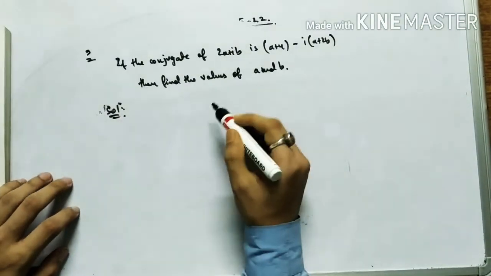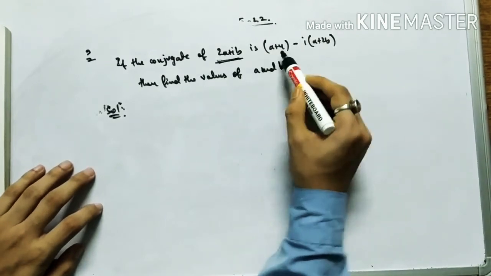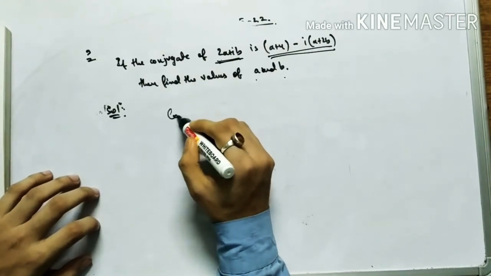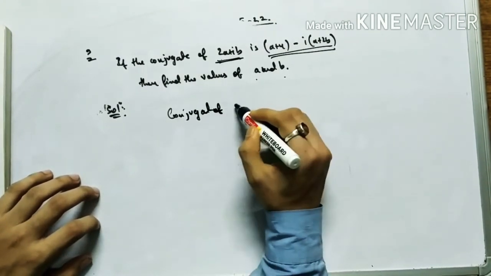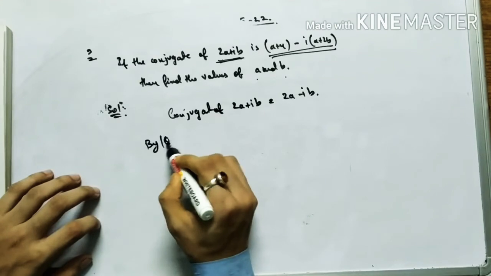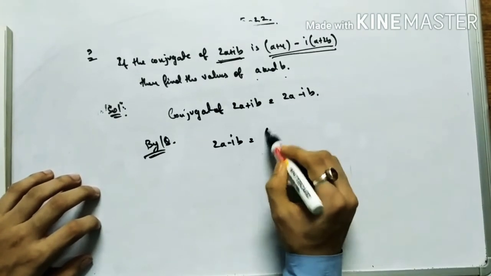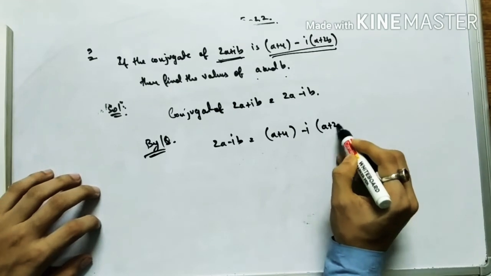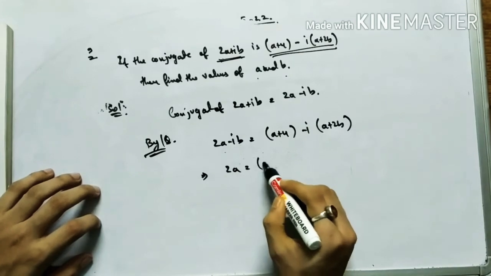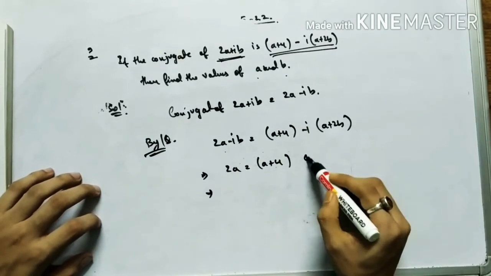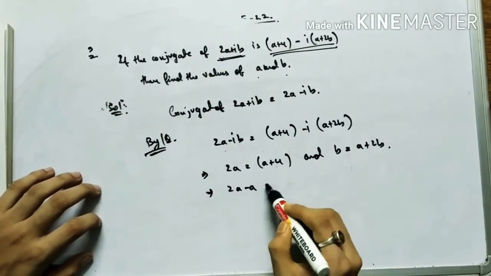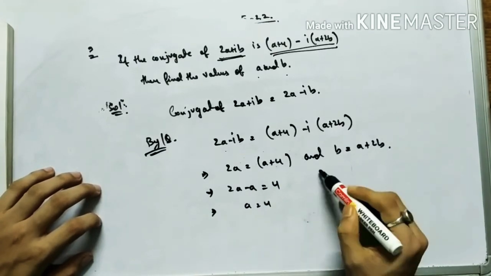This is your type 9 question. If the conjugate of this is this, I have to find the value of a and b. So the conjugate of 2a plus ib will be 2a minus ib. By the question I can say that 2a minus ib is equals to a plus 4 minus i into a plus 2b. So these two complex numbers are equal. Therefore 2a is equals to a plus 4 and b is equals to a plus 2b. So 2a minus a is equals to 4, which gives me a is equals to 4.